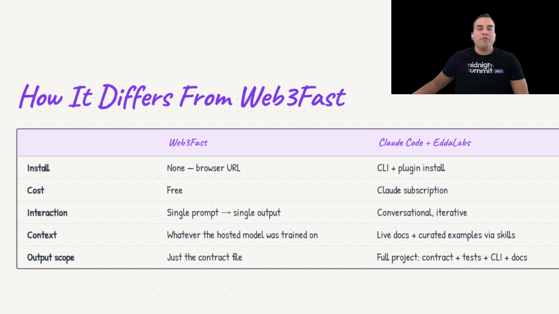5 practical differences. Install: URL versus CLI plus plugin. Cost: free versus subscription. Interaction: 1 prompt, 1 answer versus conversational and iterative. Context: whatever the hosted model was trained on versus live docs pulled fresh. Output: just the contract file versus potentially a whole project, tests, CLI, front end.